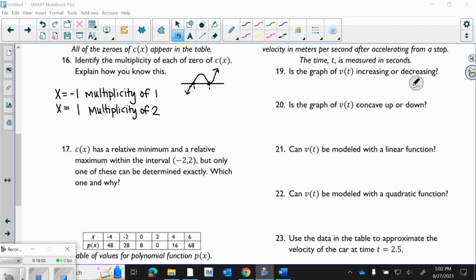C of x has a relative minimum and a relative maximum within the interval -2 to +2, but only one of these can be determined exactly. Which one and why?